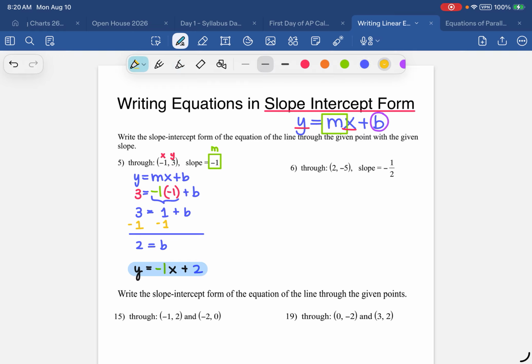Example 6 technically, this second one here is the exact same type of problem, but I would like you guys to try that one on your own. So please pause the video here and work through this example to write the equation of the line that goes through the point 2, -5 and has a slope of -1/2. Once you get that answer, you can always raise your hand so I can check it or check with a neighbor to see if you got it right, but make sure you're showing your work as you get your answer there.